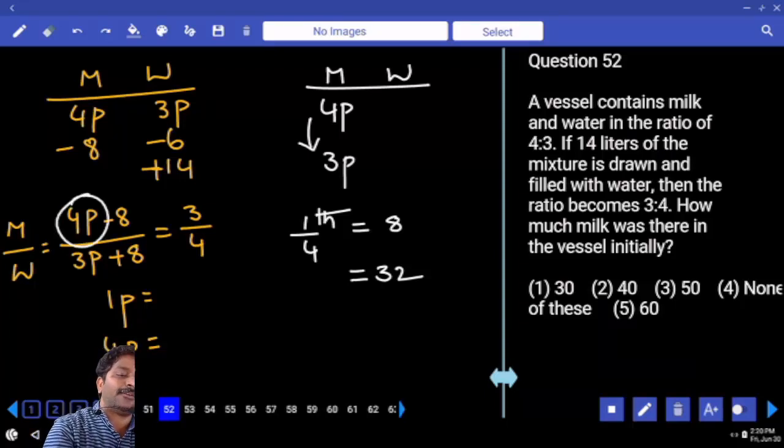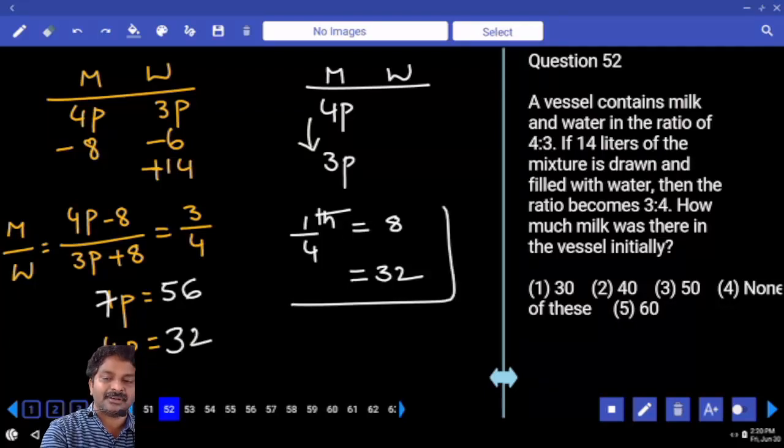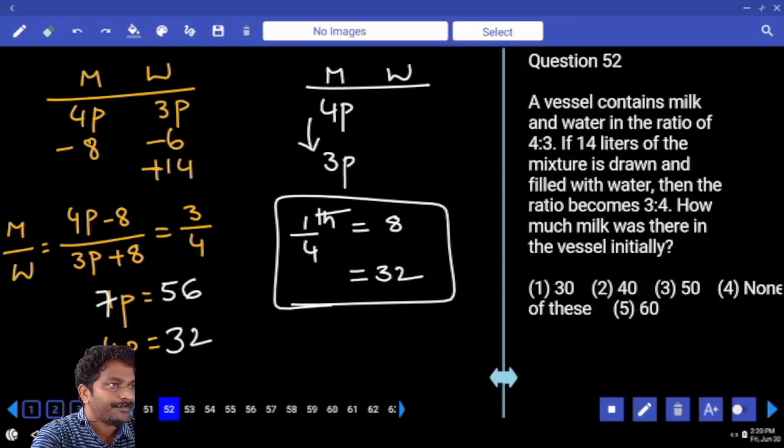See, even if you calculate 4 parts into 4, how many parts? 16. 3 parts into 3, 9 parts. Difference? 7 parts. Correct? 8 into 3, 24, and 8 into 4, 32, minus 32 goes to the other side. Already 24 plus 32, which is 56. 7 how many times is 56? 8 times. 4 into 8 times. Same answer we got.